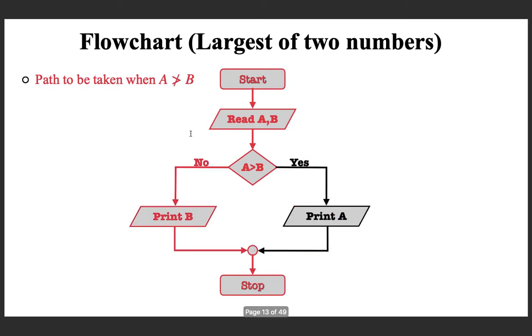So this is correct. When A is greater than B, the flowchart is performing its required action. So what if A is not greater than B? Then you are coming here, you are checking whether A is greater than B or not. Now in this case you assume that A is not greater than B, so the no branch will be taken, and in that case you are printing B. So you can easily verify that this is the correct flowchart to find the largest of two numbers, A and B.